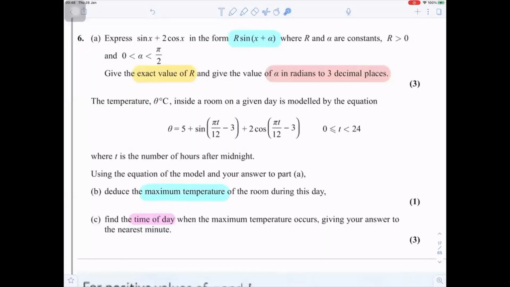For question 6b, the temperature theta degrees inside a room on a given day is modeled by the equation theta equals 5 plus sine (pi t over 12 minus 3) plus 2 cos (pi t over 12 minus 3), where t is the number of hours after midnight. Using the equation of the model and your answer to part a, deduce the maximum temperature of the room during this day.